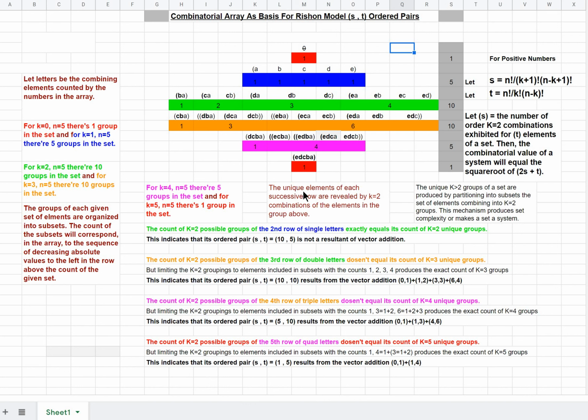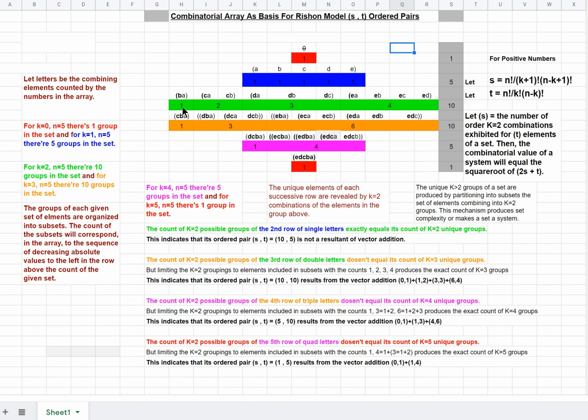The unique elements of successive rows of combinations of elements, such as indicated here, are revealed by k equal 2 combinations of the elements. The unique k greater than 2 groups of a set are produced by partitioning into subsets the set of elements combining into k equal 2 groups.